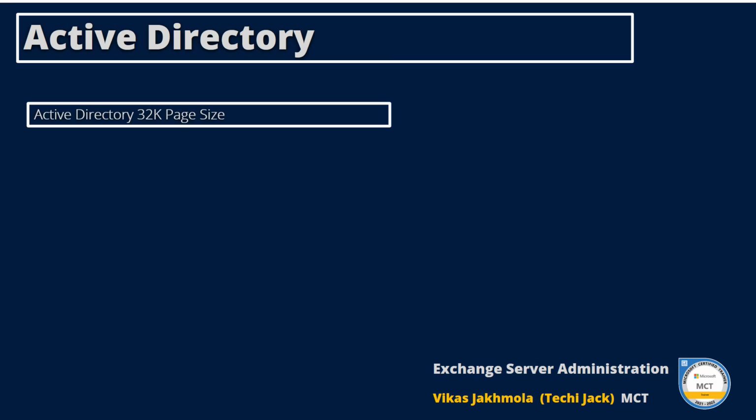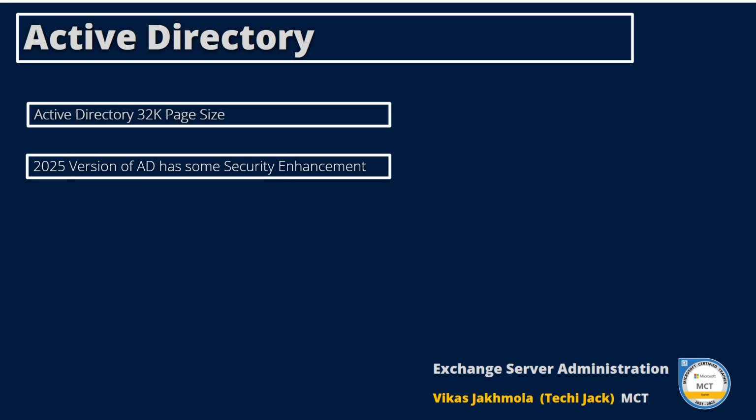Active Directory 32K page size. Now the new domain controller is installed with a 32K page database and uses a 64-bit long value ID, and it also runs in an 8K page mode for compatibility with the previous version of Windows Server. The 2025 version of AD has some security enhancements as well.